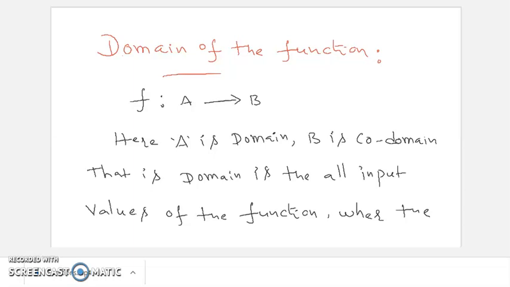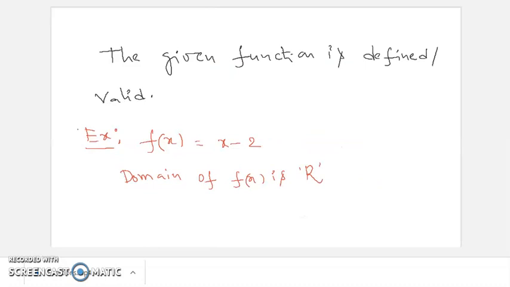Suppose f is a function from A to B. Here, all of you know that A is the domain and B is the codomain. So, domain means the set of all points, all input values of the function, where the given function is defined or valid. Such values are known as the domain of the given function.